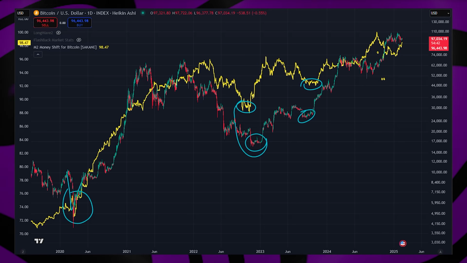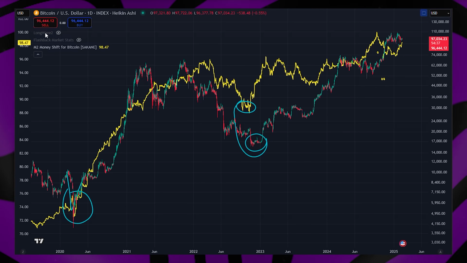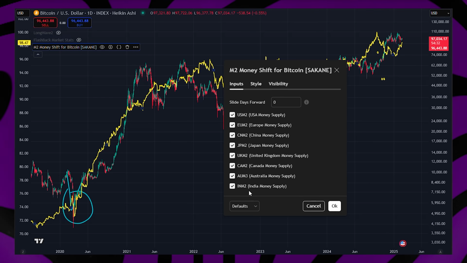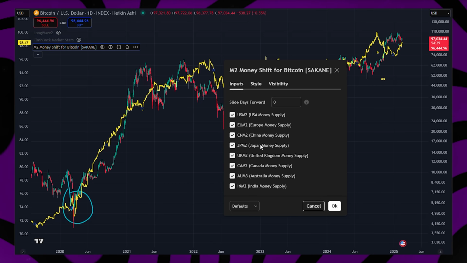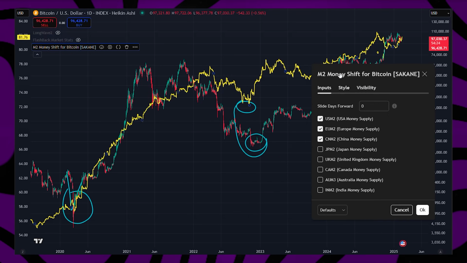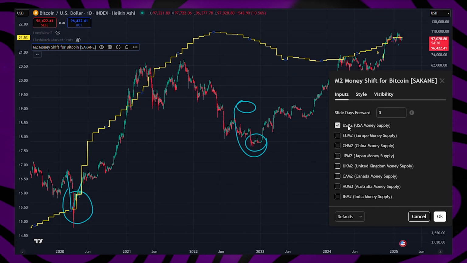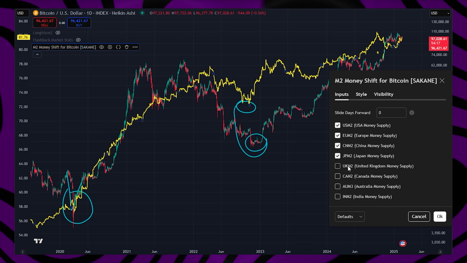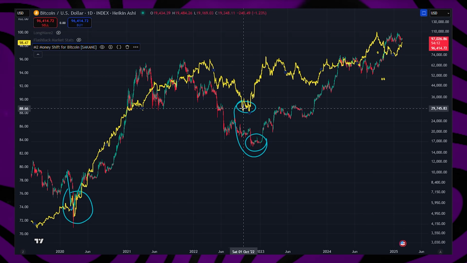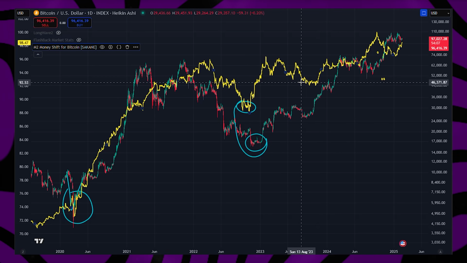What makes this indicator even more powerful is that it integrates M2 data from multiple countries, including the United States, Europe, China, Japan, the UK, Canada, Australia, and India, all converted into US dollar equivalents for easier comparison. This allows traders to analyze the impact of liquidity on a global scale, rather than just focusing on the US Federal Reserve. In the past few years, a strong correlation has emerged between Bitcoin's price action and shifts in the global M2 supply. This correlation isn't just theoretical.